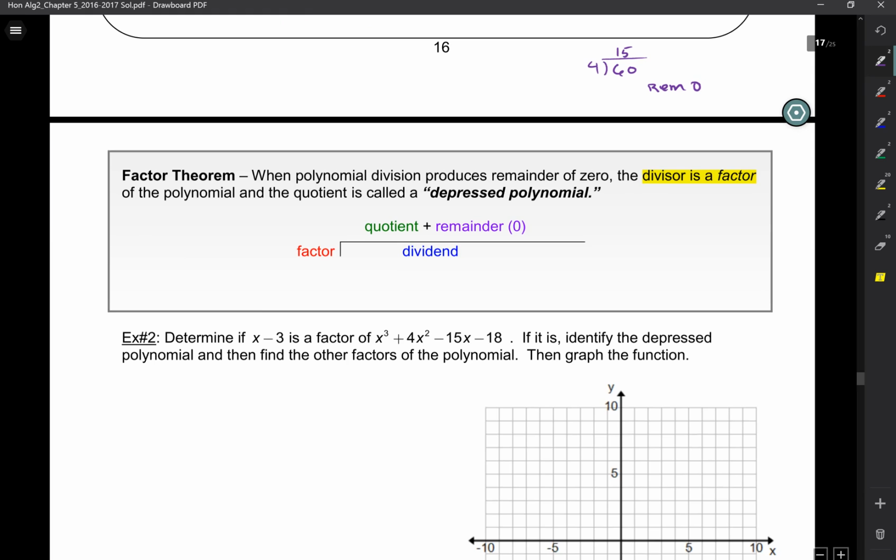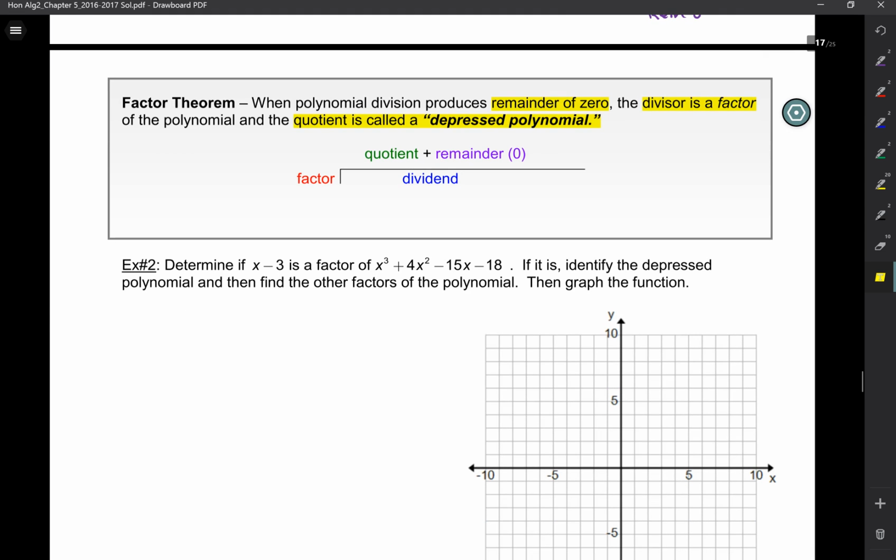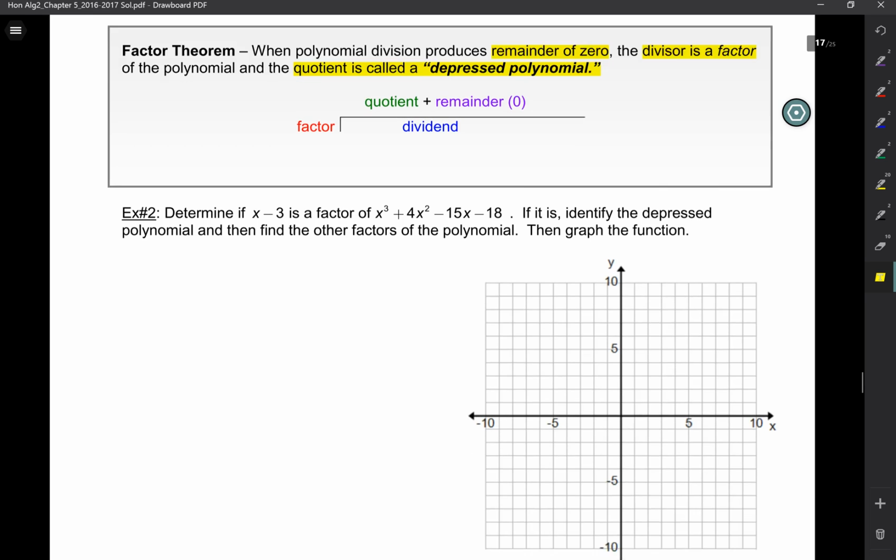So when I do any polynomial long division or any polynomial synthetic division and I get a remainder of 0, that means I've just divided by a factor. And the quotient in that case is called a depressed polynomial. Yes, it's funny. It's called a depressed polynomial.